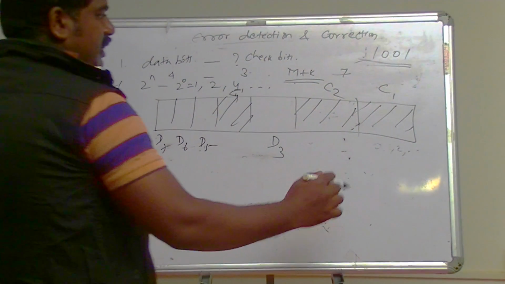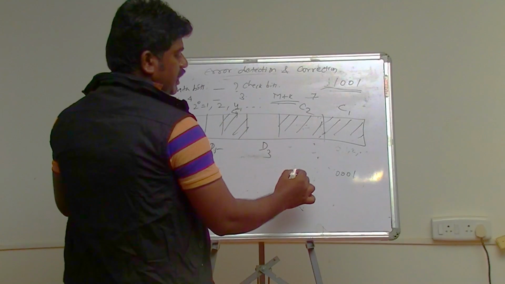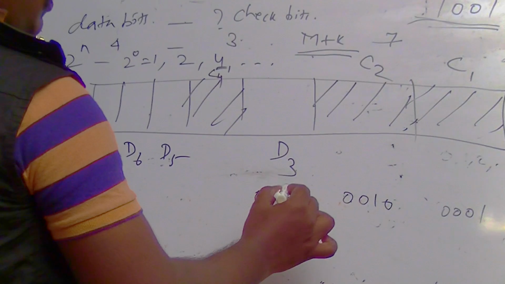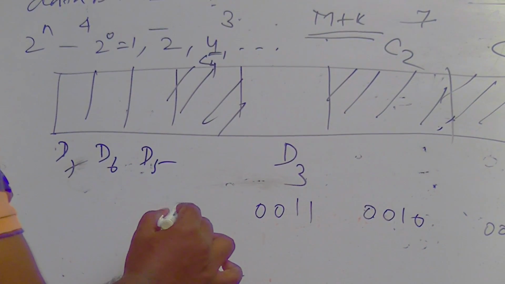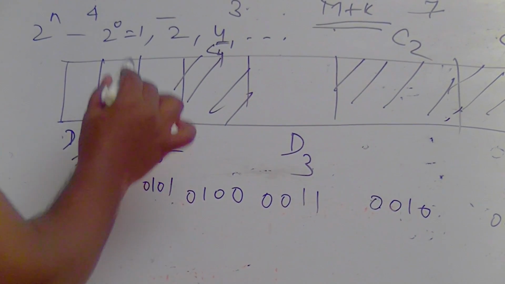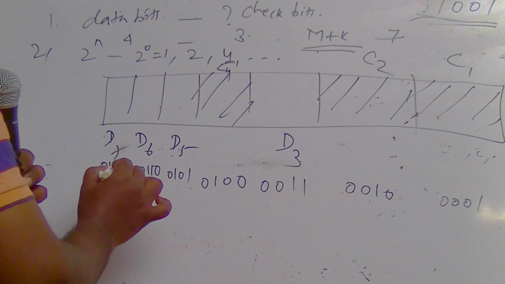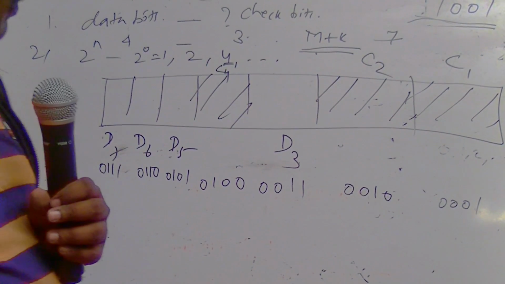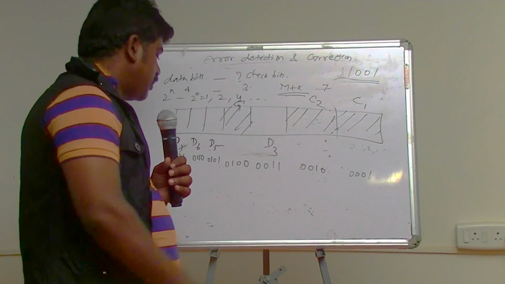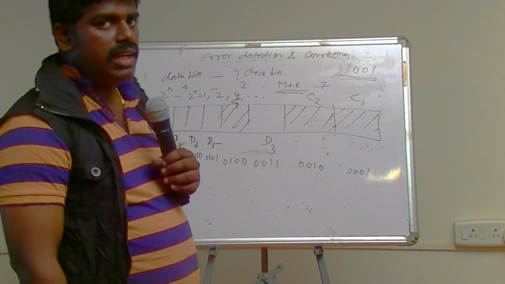Now write the positions as 0 0 0 1, then the second bit 0 0 1 0, the next 0 0 1 1, the next 0 1 0 0, the 5th bit 0 1 0 1, the 6th bit 0 1 1 0, and the 7th bit 0 1 1 1. This is how you have 7 bits. We are just transferring it into the binary value of the bit position.